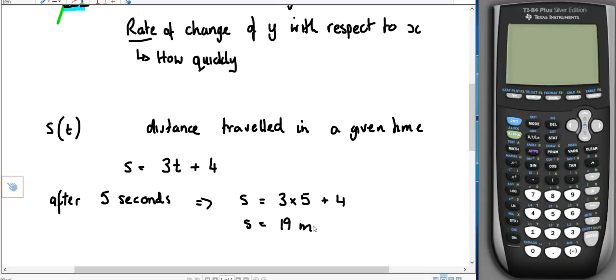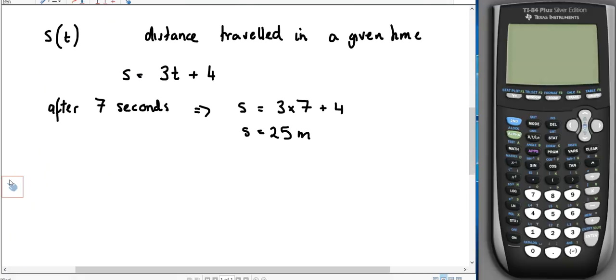Can you do a different number? After 7 seconds they've gone 25 meters. Those two on the end, this is an s. So that's what that function would mean.